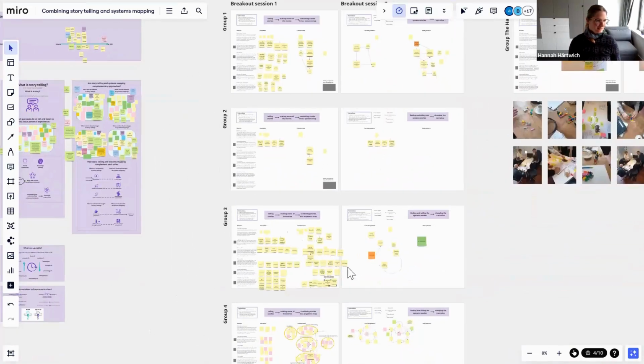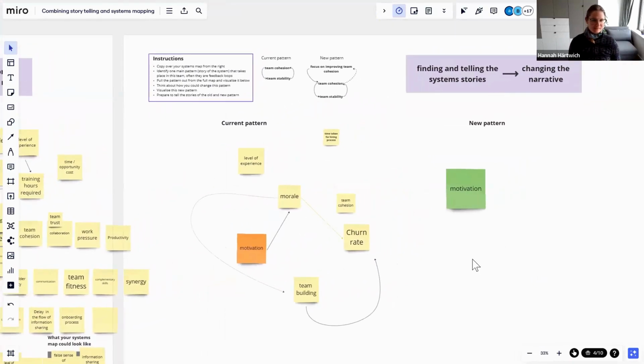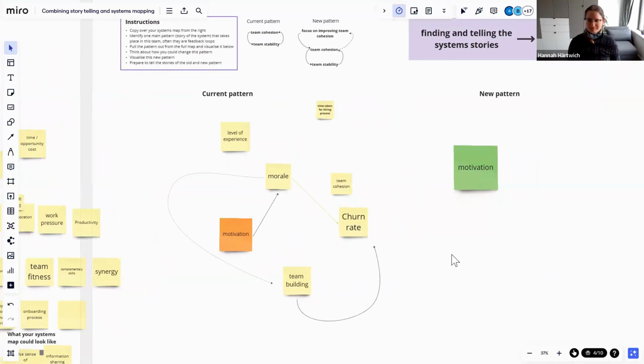Then for group number 3, who would like to share? Who was in group number 3? I'm in denial. I was not part of it. No, I'll speak up.